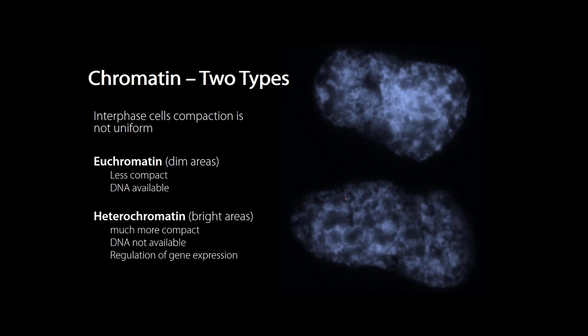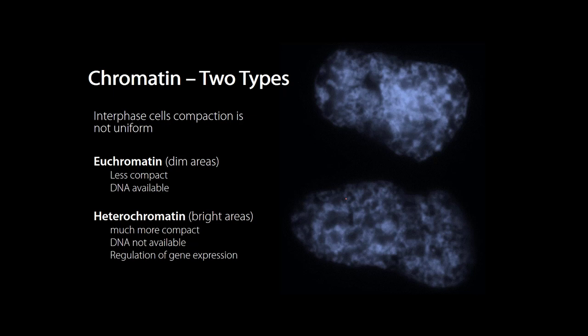So the really dim areas, they're dim because the DNA is loose, and it doesn't really take up much of the stain. And we call that euchromatin, or true chromatin. All right, this is where the DNA is free and available to be expressed. The genes for that cell that are active are there. Okay, the bright areas are the very densely staining areas. Those are called heterochromatin. More compact, the DNA is not readily available. And so this is important in the regulation of gene expression.